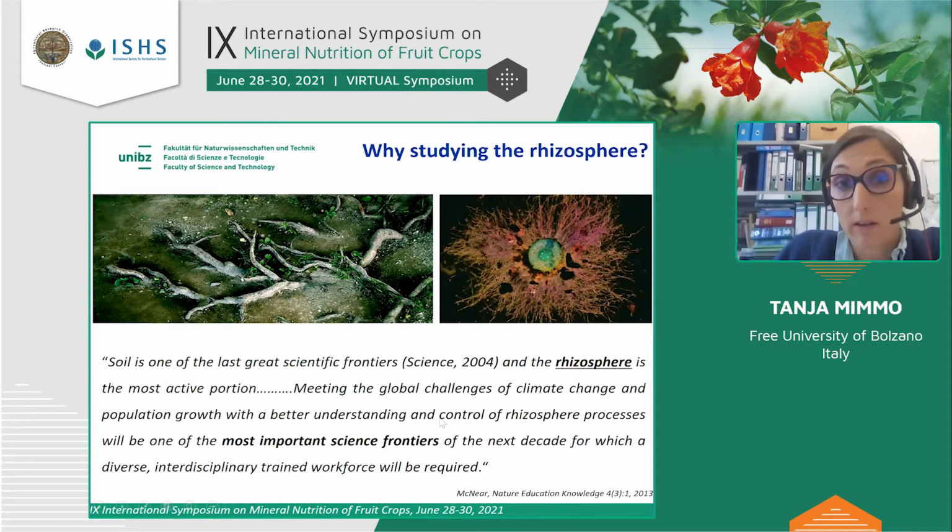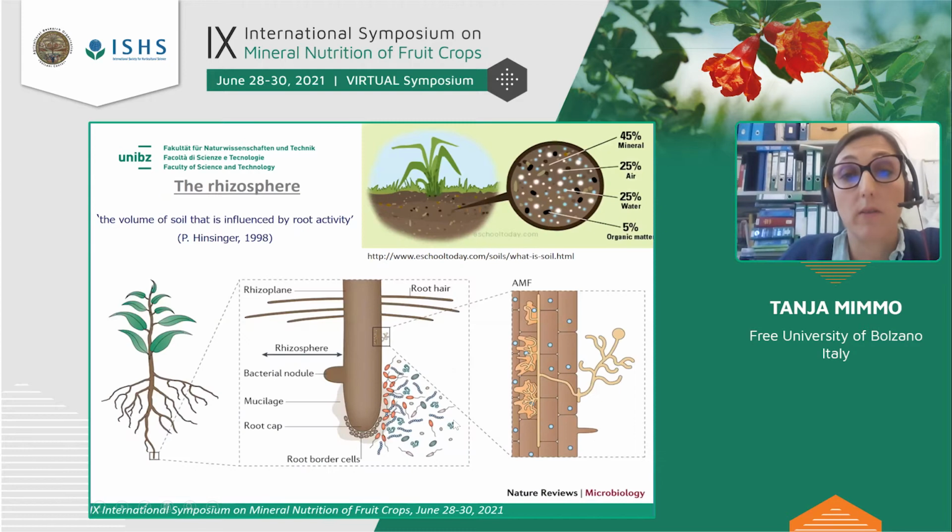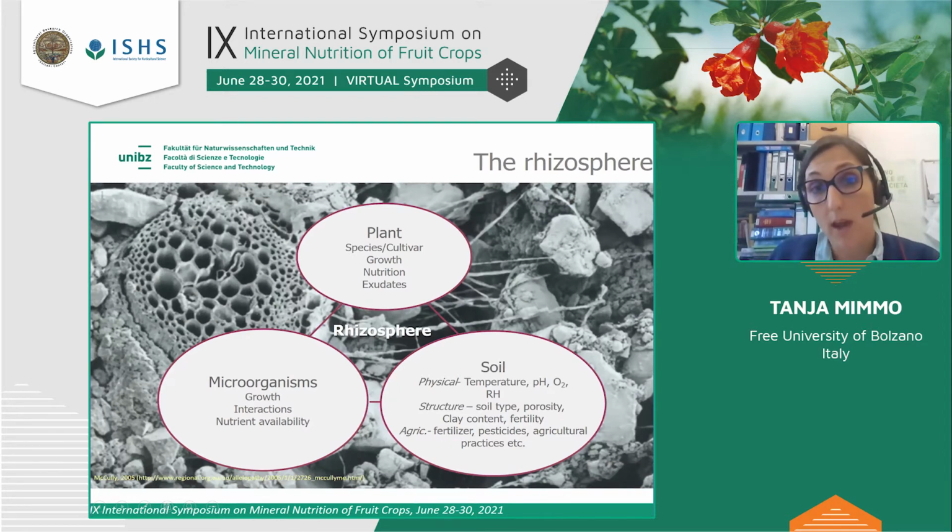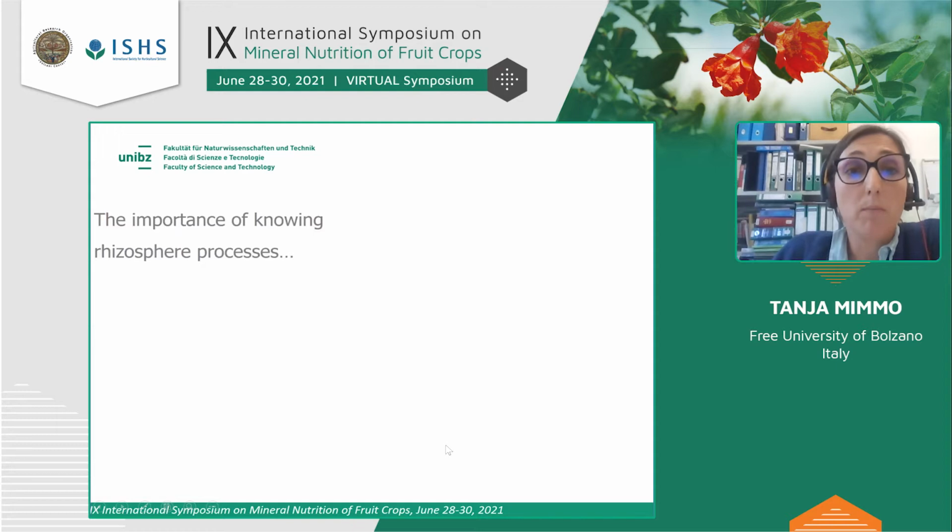As I said, it's the most active portion of soil because it's the volume of soil which is influenced by the root activity. So it's a very dynamic, very peculiar soil volume, both in time and in space. So it changes continuously. Why does it change continuously? Because it's continuously shaped by mainly three actors: the plant, the microorganisms, and obviously the soil. And all of these actors change continuously and create these intimate interactions, biochemical, physical, and also chemical. So very, very dynamic. So why should knowing rhizosphere processes be important, obviously?